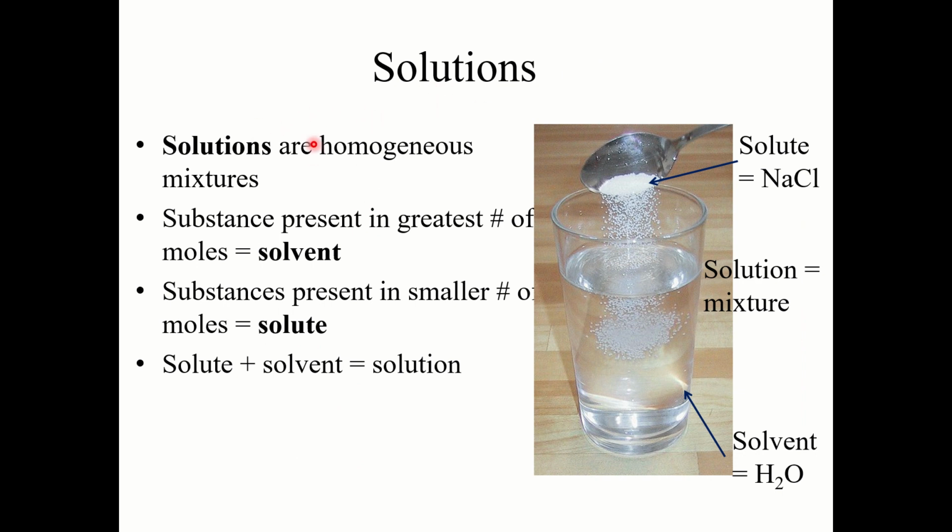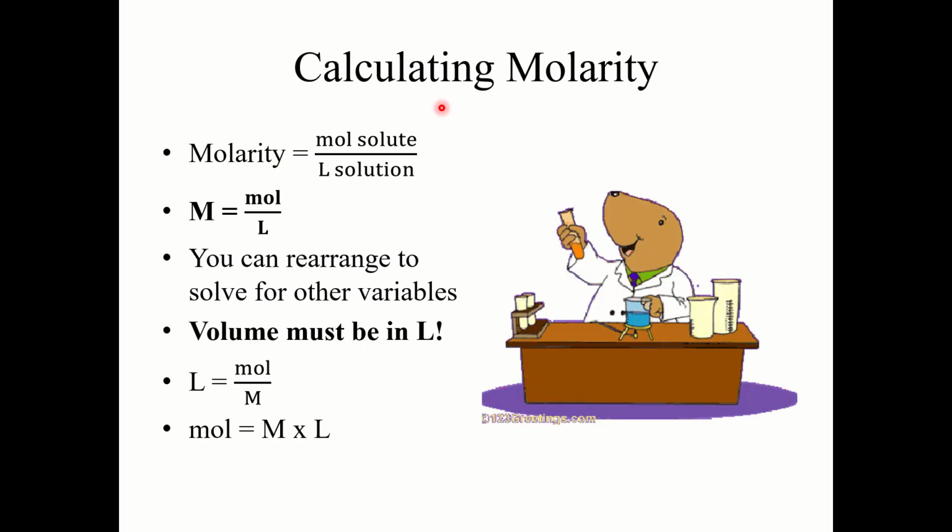Solutions are homogeneous mixtures, which means they are mixtures that look the same to our eyes. Substances in solutions that are present in the greatest number of moles are referred to as the solvent. The substances present in the smaller number of moles are referred to as the solute. So, for example, if you took some salt and put it inside water, the solute would be the salt, the sodium chloride, the solvent would be the water, and then overall the salt plus the water forms your solution or your mixture.